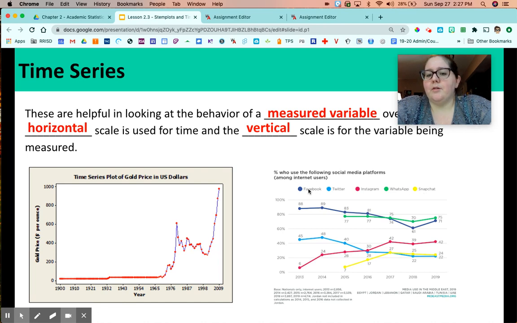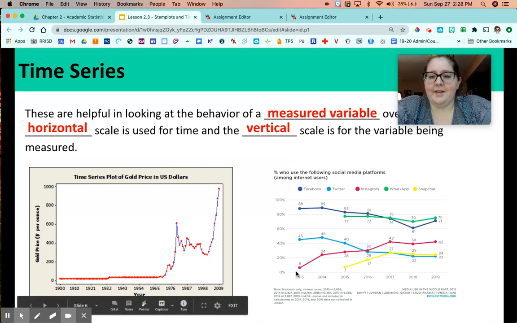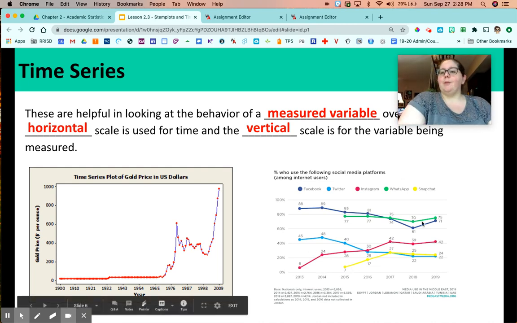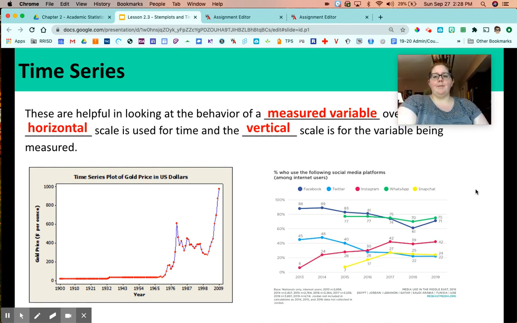or social media platforms. So Facebook, you can kind of see it started in the 80%, and then it started to drop and people don't use it as much. And then things like Instagram was basically nothing, and then all of a sudden now it's pretty high, etc. So we can see how things change through time in comparison to each other. So those are some time graphs.